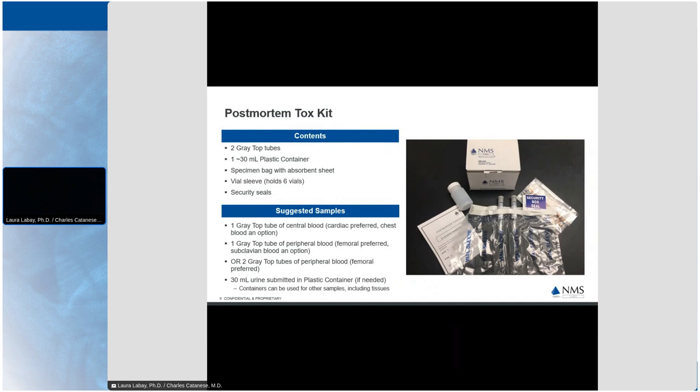We have different types of sample collection kits that you can use for your cases. The first is a postmortem toxicology kit, and it comes with the collection containers you can use for the case. It's one of these kits per case. The contents of the kit include two gray top tubes. The gray top tubes contain sodium fluoride preservative and potassium oxalate.